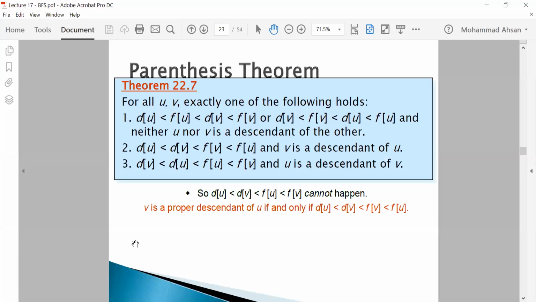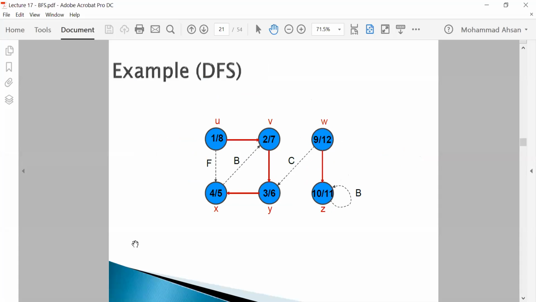So also, if you look at the timestamps here, you see it starts at 1 and it ends at 12. There are 6 vertices in this graph. So at the most, the maximum value of the timestamp is 12. It is twice the number of vertices you have, 6.